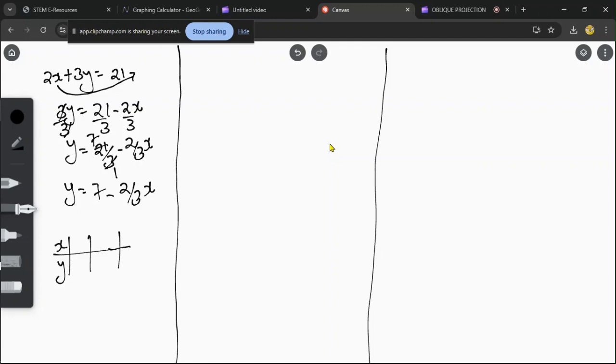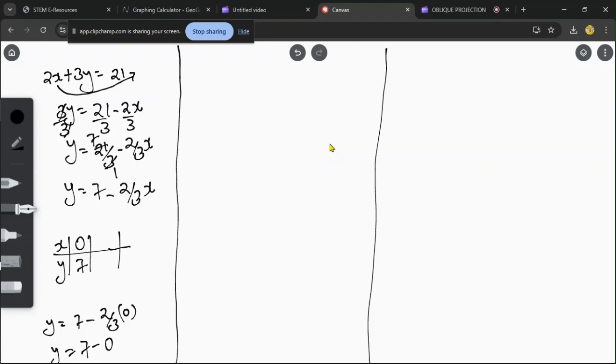And now that x is here and you have a denominator, to make my work easier, you can pick any number. You can even begin with 0. What is the value of y when x is 0? If I put x as 0, y is equal to 7 minus 2 all over 3 times 0. 0 multiplied by any number is 0, so 7 minus 0 will be 7.